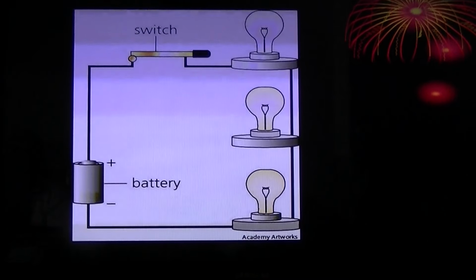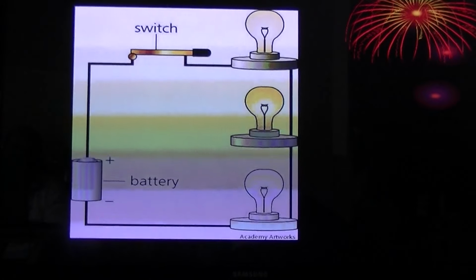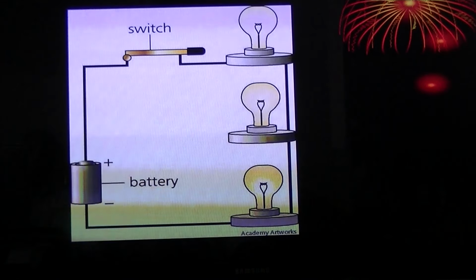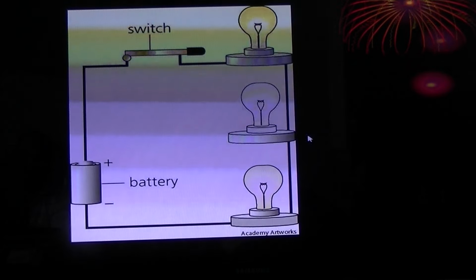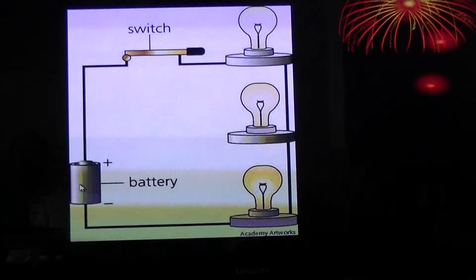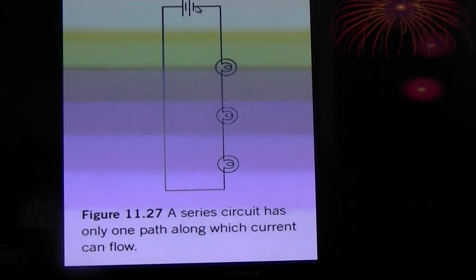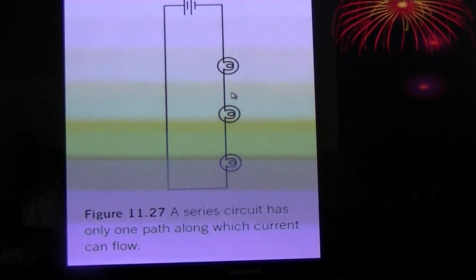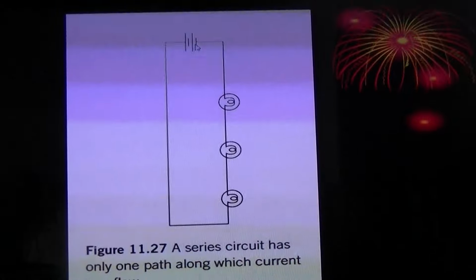Now here's the switch. We have 1, 2, 3 loads, which are 3 light bulbs, all in series because they're hooked up one to one. You can see one connection here to another, to another, to another, and then back to the battery. This is how we draw that example. Power source, one load, lamp, another load, a third one, back to the power source.